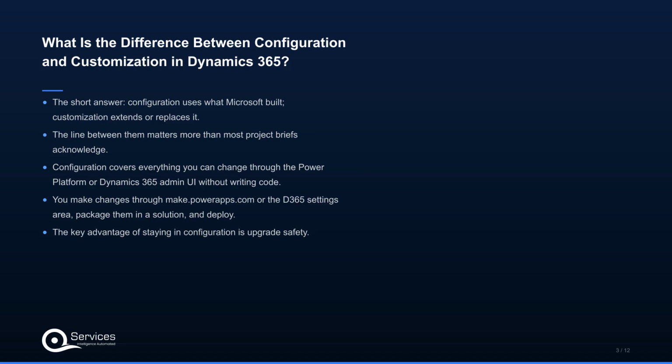Configuration covers everything you can change through the Power Platform or Dynamics 365 admin UI without writing code. Business rules, workflows, security rules, forms, views, dashboards, calculated fields, and data model extensions all fall here. You make changes through make.powerapps.com or the D365 settings area, package them in a solution, and deploy.